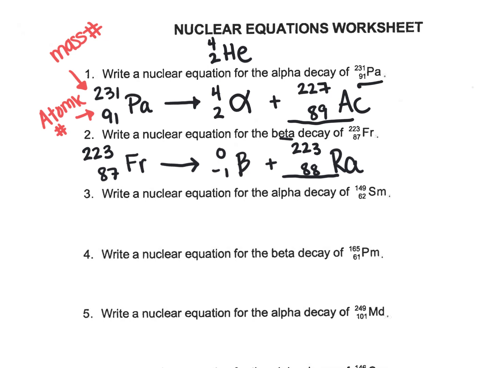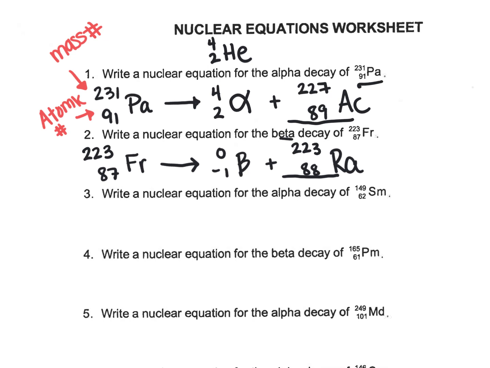We can still check though. 88 minus 1, does that equal 87? Yeah, good. Again, 223 plus 0, does that still equal 223? Good. So for 3, we're writing a nuclear equation for the alpha decay of samarium.